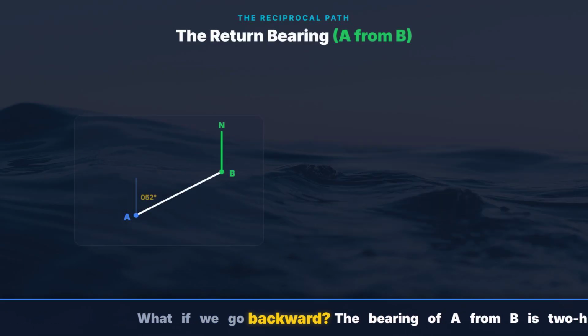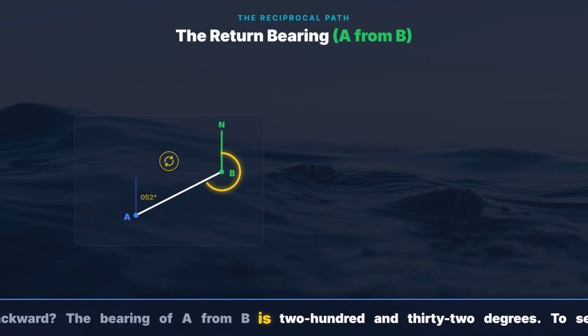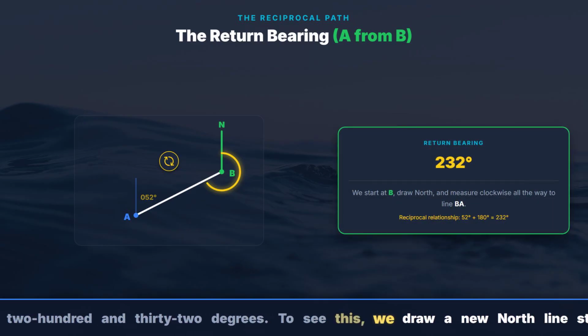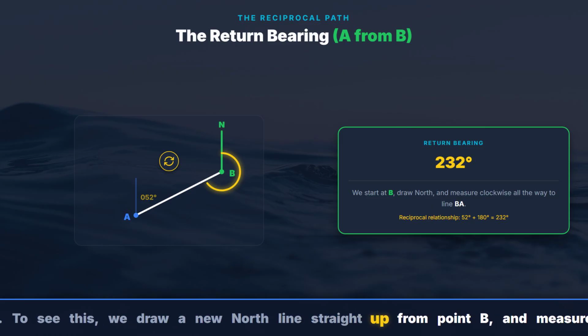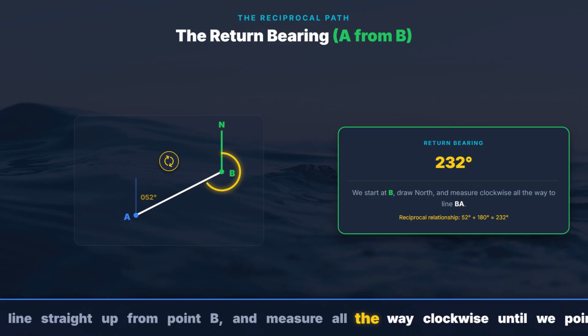What if we go backward? The bearing of A from B is 232 degrees. To see this, we draw a new north line straight up from point B, and measure all the way clockwise until we point right back at A.